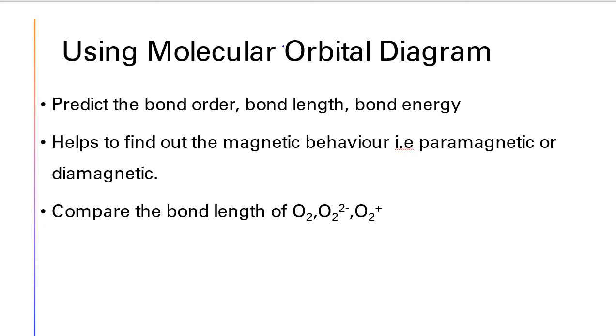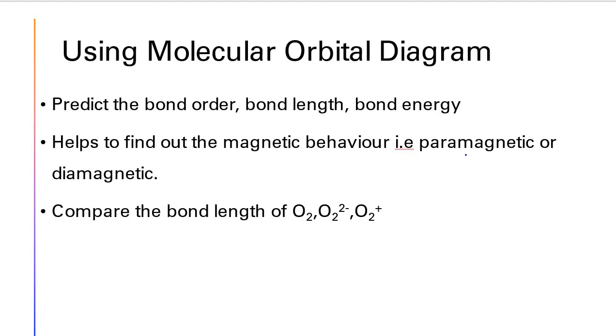Hello students, we know that molecular orbitals are formed by combining atomic orbitals of comparable energy and proper symmetry. So using this molecular orbital diagram, we can predict the bond order, bond length and bond energy of the various species. Similarly, the molecular orbital diagram also helps us to find out the magnetic behavior.